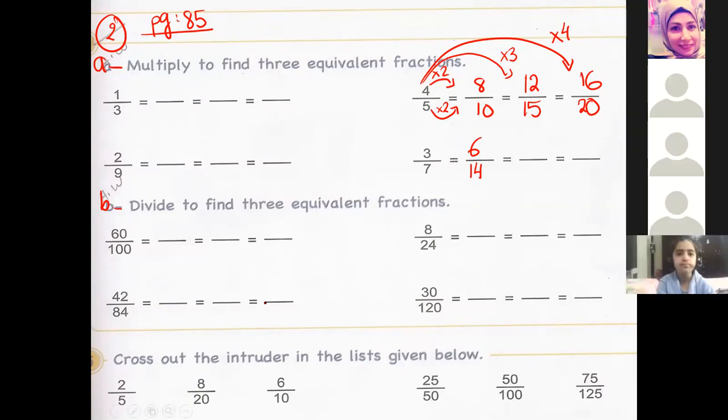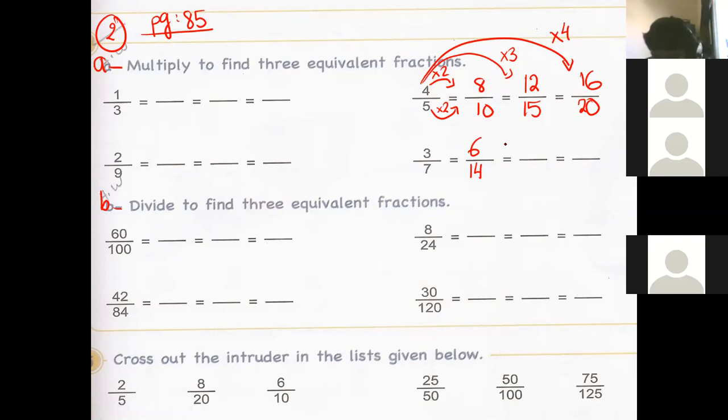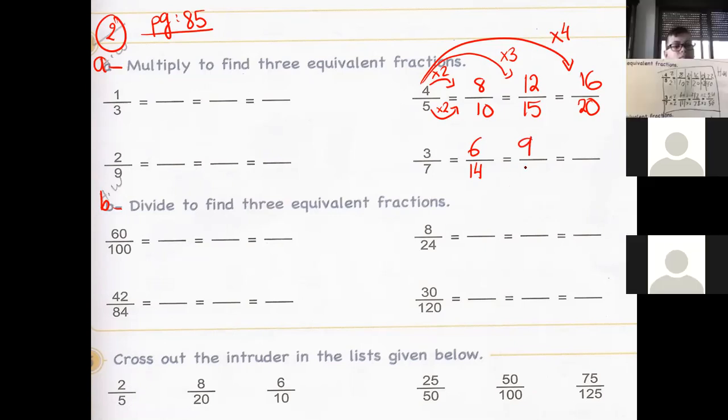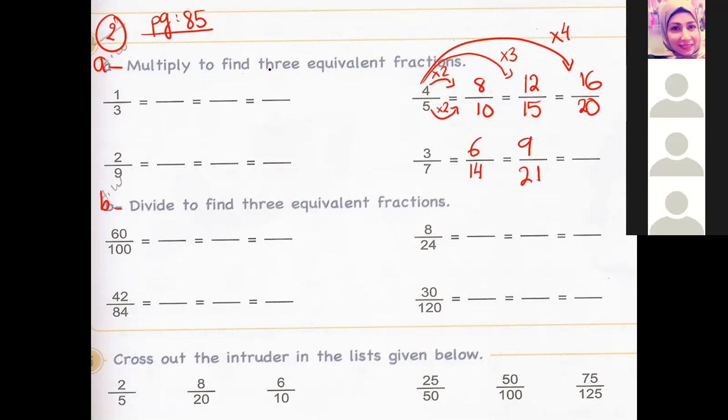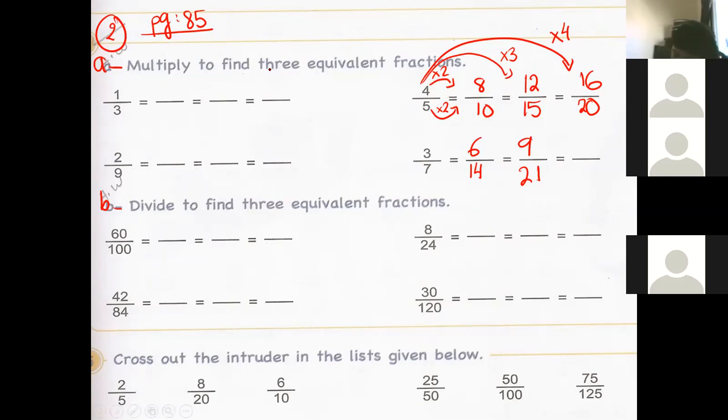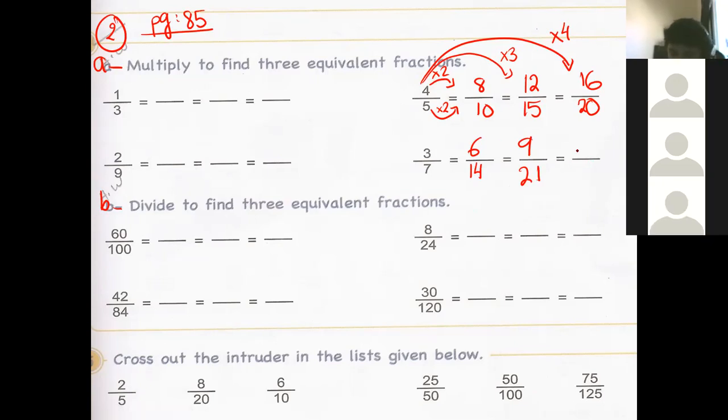Mahdi Hamza. Mahdi? Yalla, ya Mahdi. Give me the second fraction. Okay, times the 3. Yalla, 3 by 3. 9 over 21. Excellent. Bravo. Right. The last one. Adam Aydibi. Yeah, multiply by 4. 3 by 4, 12. 7 times 4, 28. Bravo, Adam. Thank you.